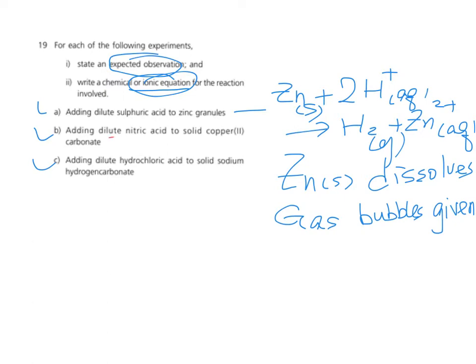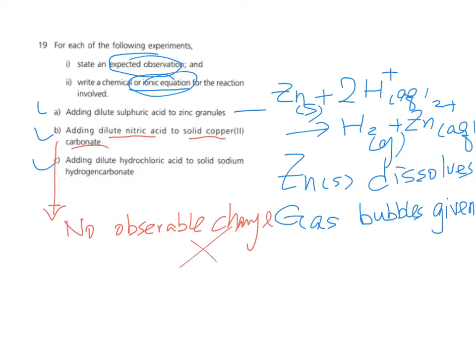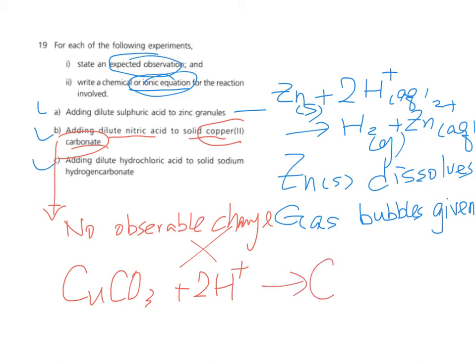The second one is about dilute nitric acid adding to solid copper 2 carbonate. I find that some of you write down no reaction, no observable change. So this is wrong. Why? Let's take a look and think about it. It is not copper, it is copper 2 carbonate. That means the carbonate will react with the acid instead of the copper 2 ion. The copper 2 ion will not react, but the carbonate will react with the acid to become CO2.